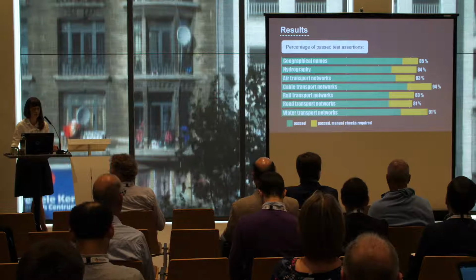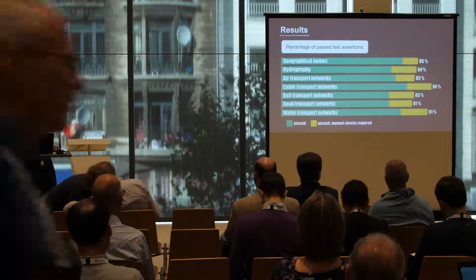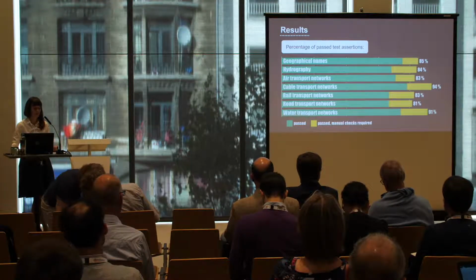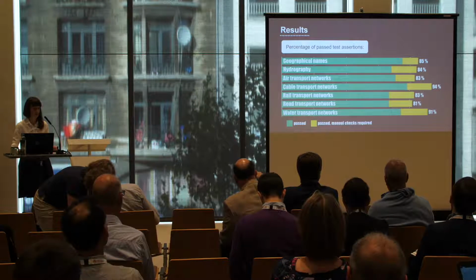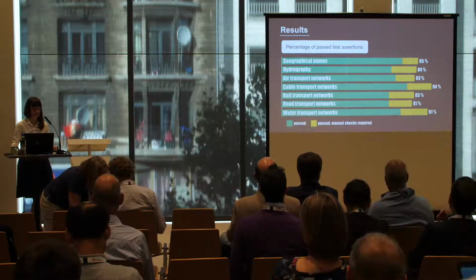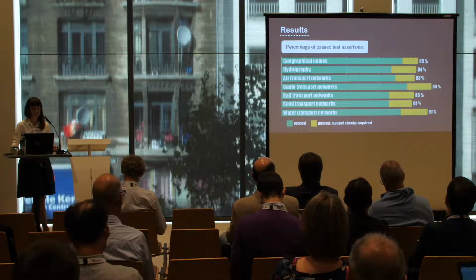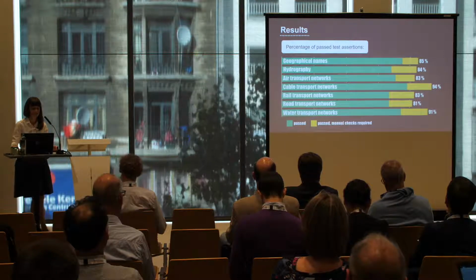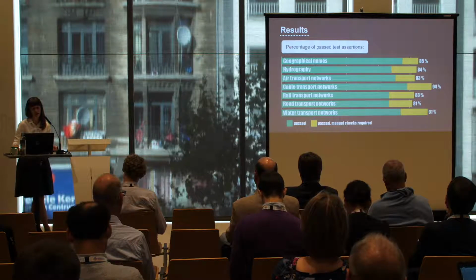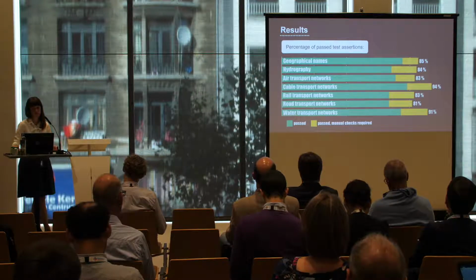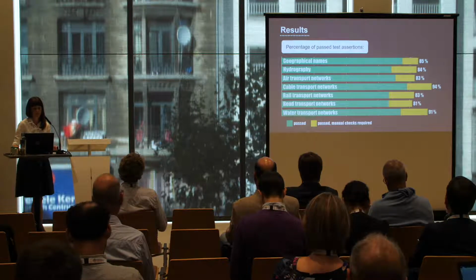The percentage was counted as the ratio of passed test assertions. If the test ended as passed with manual check required, it was considered successful. And you can see that the cable transport networks dataset and the water transport networks dataset had the best results, more than 90%. But on the other hand, road transport networks fared the worst with only 81%.